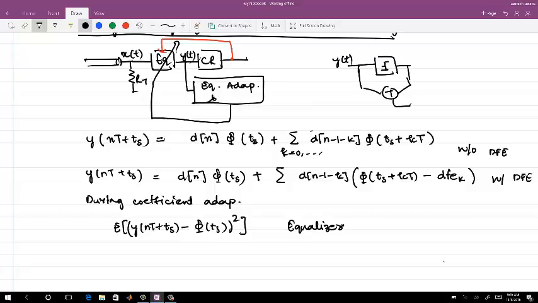Yeah. So y is basically depending on whether dn is plus or minus 1. Yeah, that's fine.